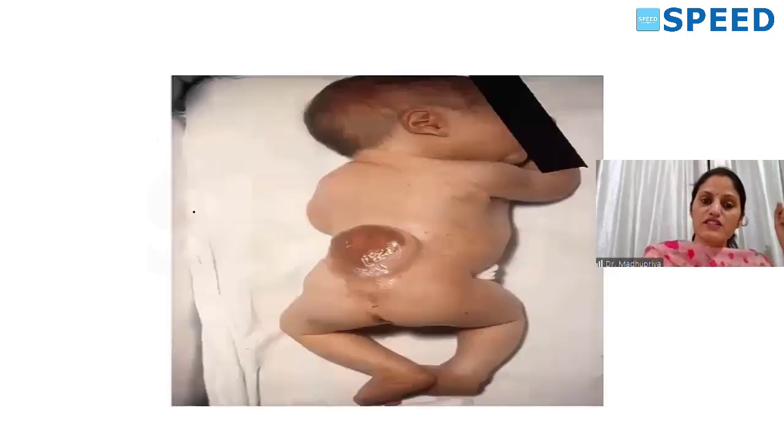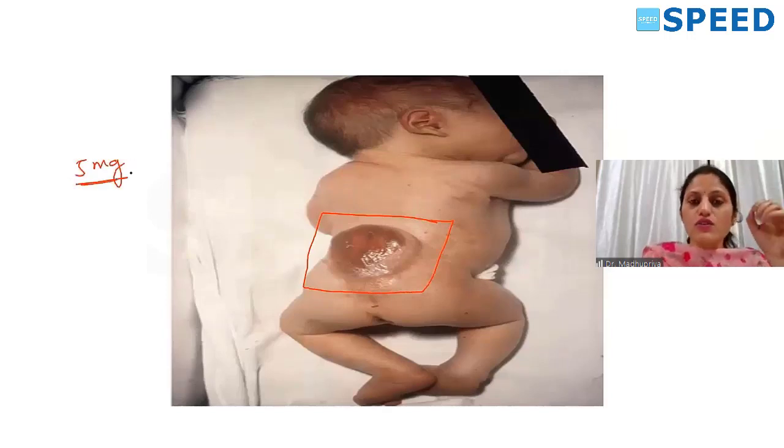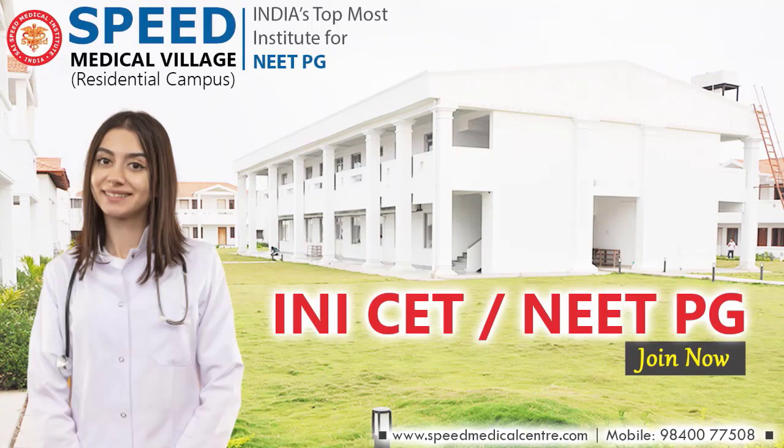But in case of folate deficiency, you will see neural tube defects. That is why empirically we give 5 milligram folate tablets to all the pregnant ladies. This much for today. I will tell you the details about treatment of vitamin B12 deficiency and folate deficiency in the next class. Thank you.